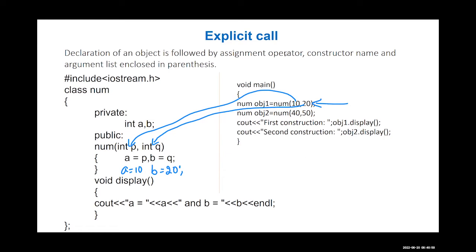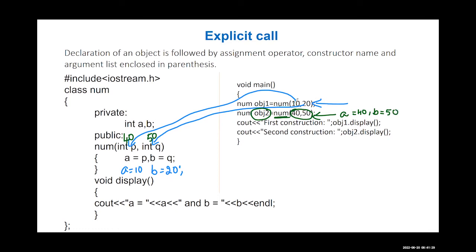Now next, what is happening? In the next call, I am saying num object 2, that is I'm creating object 2 and I'm saying this is equal to num of 40, 50. So this is my constructor and I am passing the value 40 and 50. In this case, P is going to become 40 and Q is going to become 50, and hence A is going to become 40 and B is going to become 50, right? So these are the two initializations we are doing.